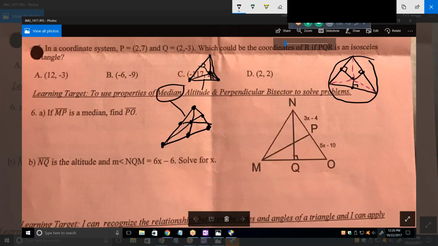Okay, they're saying NP is a median, find PO. If NP is a median, what does it mean about NP and PO? It's the middle. So they're equal. Yeah. So 3x minus 4 has to be equal to 5x minus 10. Find the length of PO. Keep going with this equation.